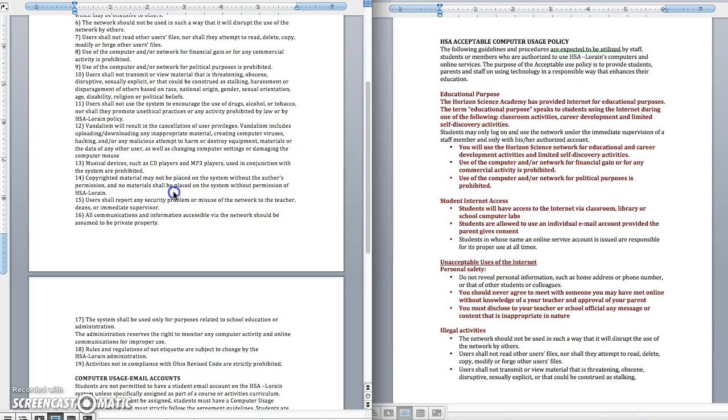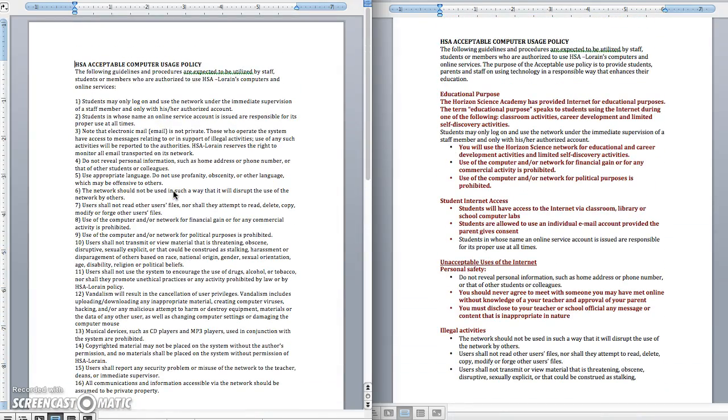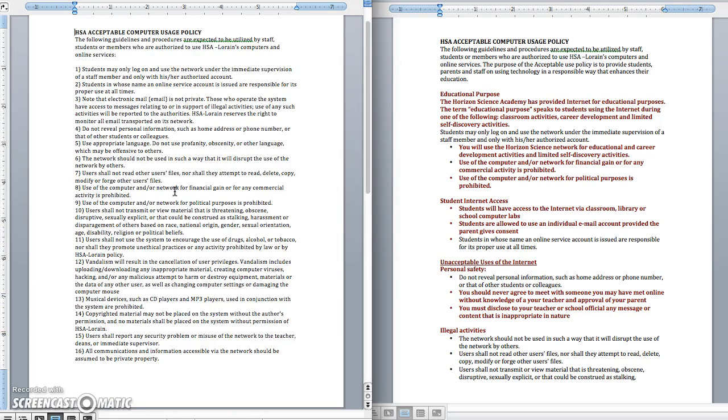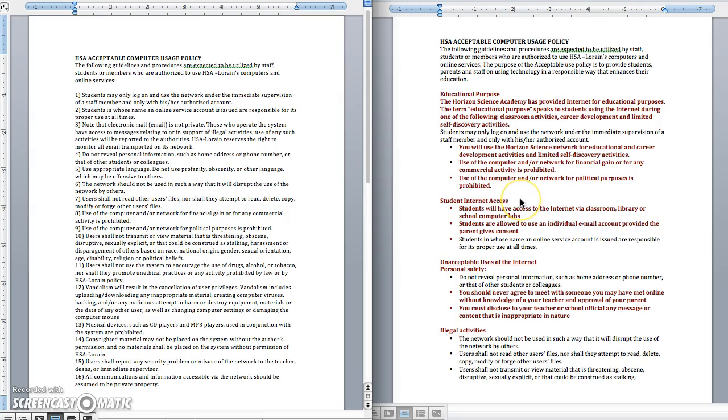Over here to the left, the original one, you have about 19 points that are made about what you should or shouldn't do as far as computers. What I did over here to the right, you will notice the changes are in bold and they are in red. I kind of outlined these things and I put headings to make it more user-friendly so that it's easy to follow for parents.